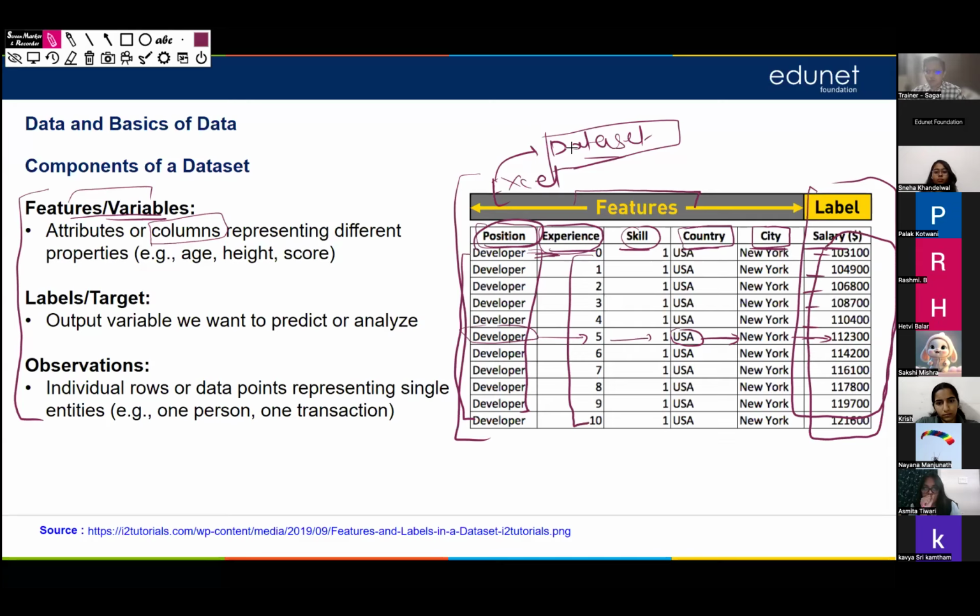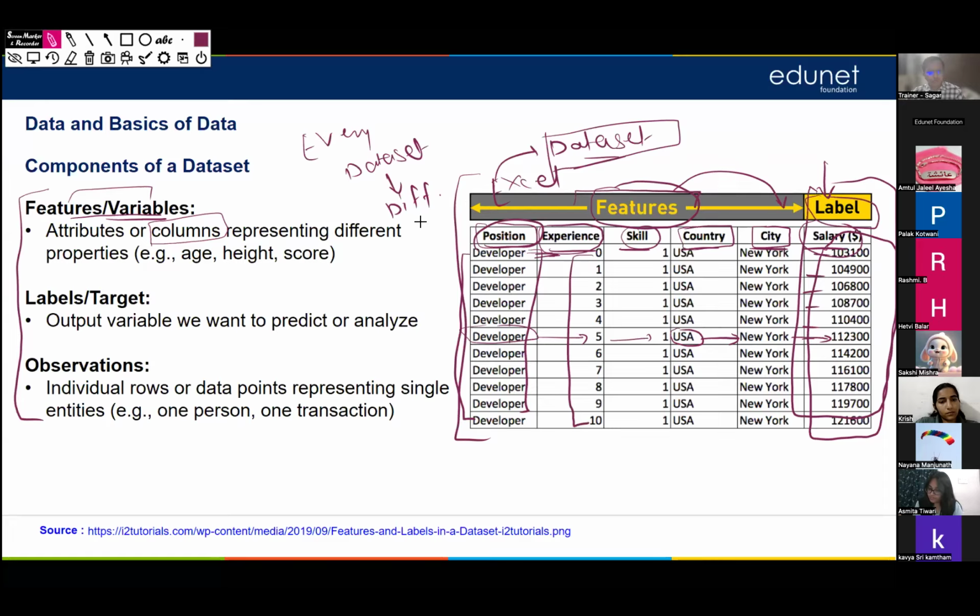Yes, sir. Features help to fix a label, and maybe over here to fix a salary. For now, I am giving salary as the label because this is my most important part. Every data set can have a different label depending on what you want to figure out. So it is not always going to be salary.